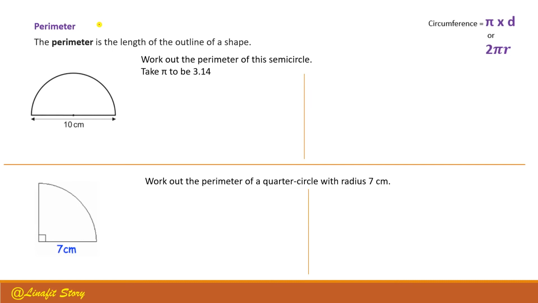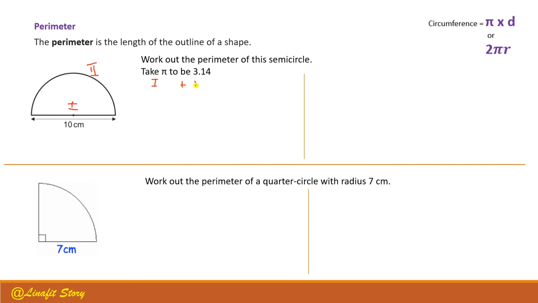The perimeter is the length of the outline of a shape. Work out the perimeter of this semicircle. Take pi to be 3.14. So there are two methods to solve this question. So the first is, how many sides are there? There are 2 sides. This is the first side, side number 1, the straight line. And then this is side number 2, the curved line. So side number 1 plus side number 2.